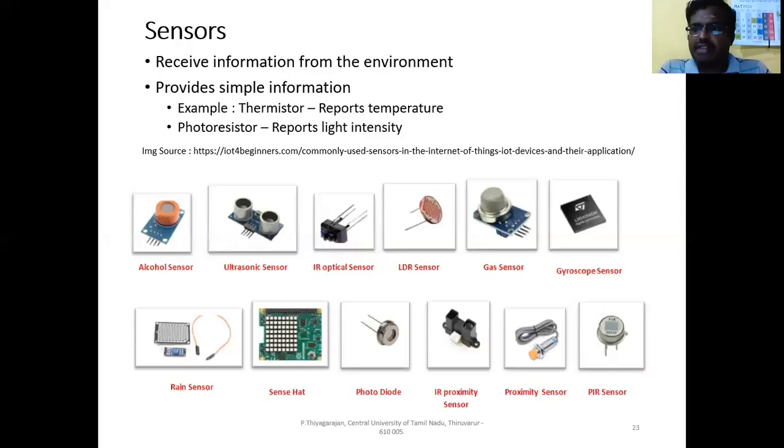It will say the velocity at which the object has been moving, and it will also say the orientation of an object. Each and every sensor will do only a very specific task. It will not do anything apart from what it has been designed for.